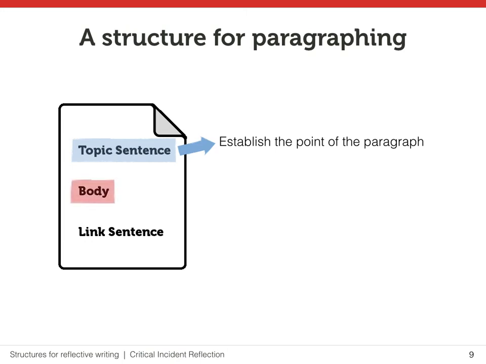In each paragraph in a reflective writing piece, the following sentences will expand on the ideas stated in the topic sentence. They might be citing the literature relevant to the topic sentence. They might be given to reflection, exploring your feelings and beliefs in relation to the topic sentence. The final sentence is termed as a link sentence.